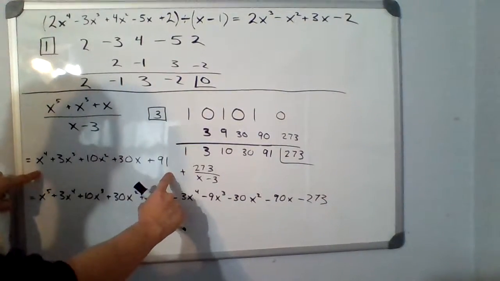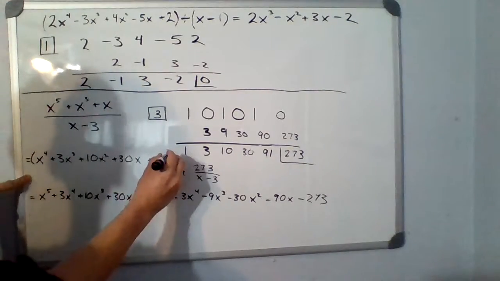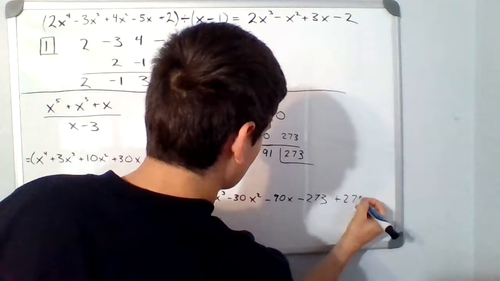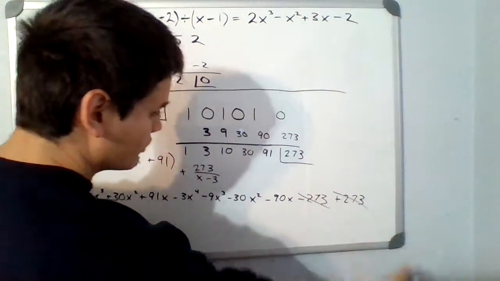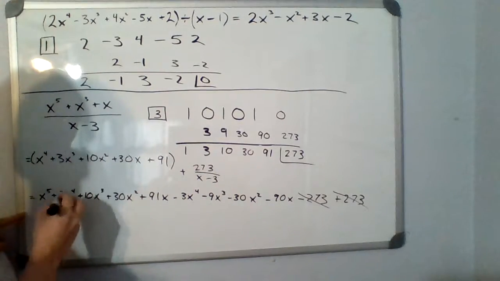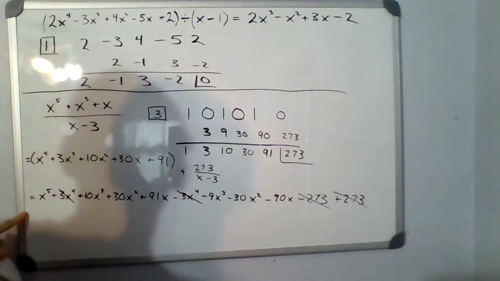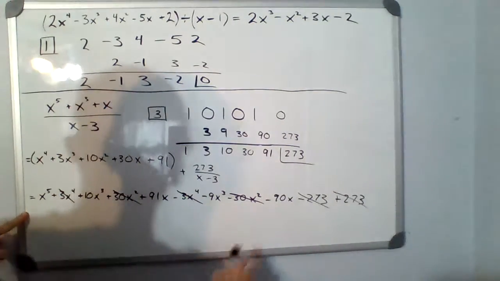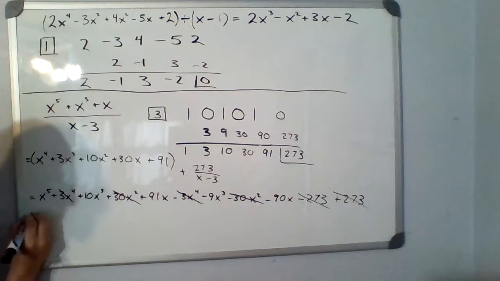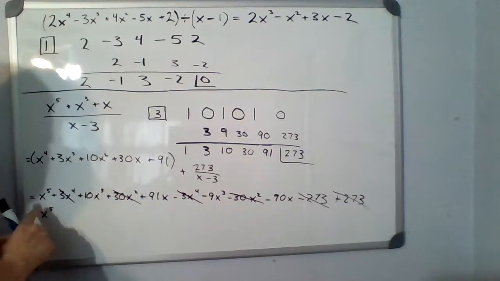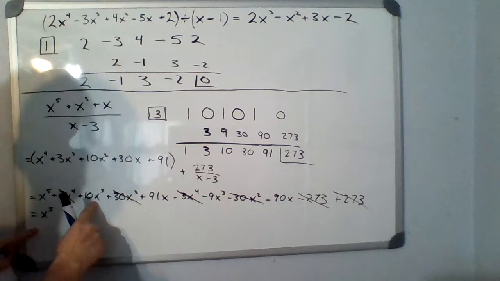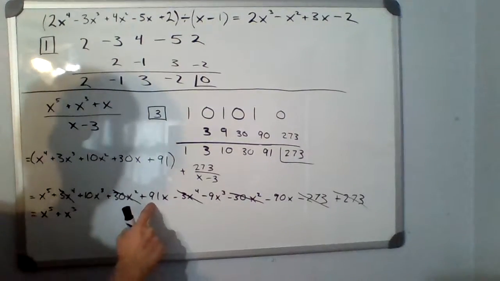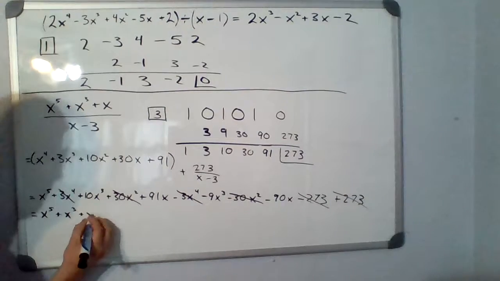Alright, so I multiplied x minus 3 through by this whole polynomial here. And then if I multiply x minus 3 by that term, so I'm adding that term onto that, I'll just have plus 273. So you can see that the minus 273 plus 273 will be 0. Plus 3x to the 4th minus 3x to the 4th, plus 30x squared minus 30x squared. X to the 5th has nothing subtracted from it, so that's good. And then I have 10x to the 3rd minus 9x to the 3rd gives me plus x to the 3rd. Okay, and then I have 91x minus 90x is plus x.